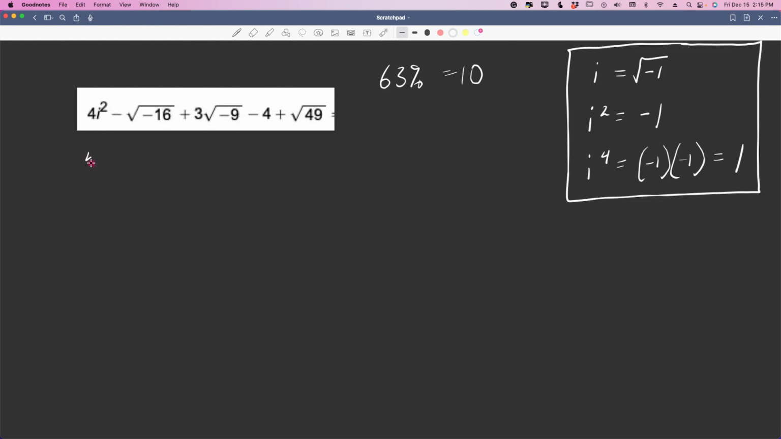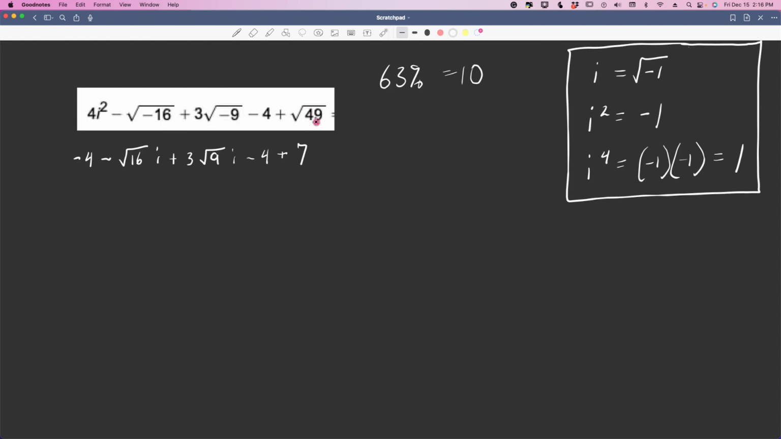So we have 4 times a -1, that's a -4, minus square root of 16. We take the negative sign out and make it an i, because then that would be times the -1, square root of -1, that's i, plus 3 times the square root of 9, i, minus 4 plus 7, because square root of 49 is 7.